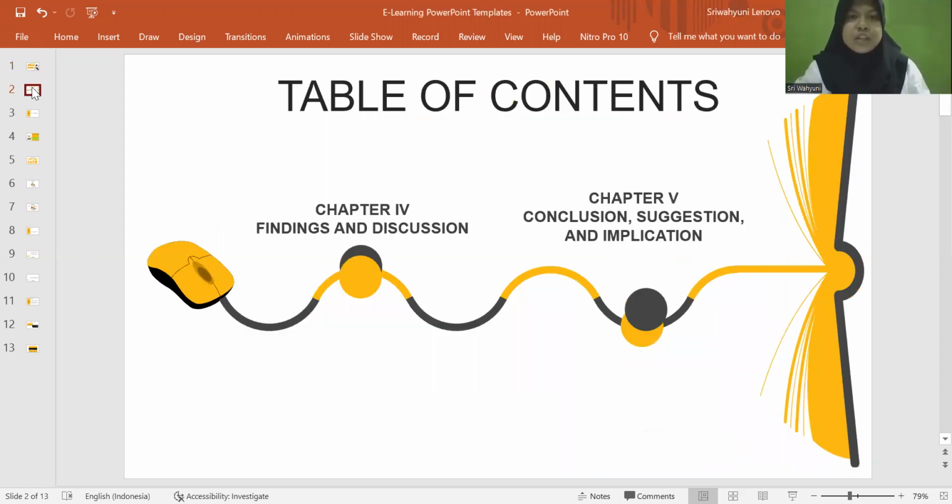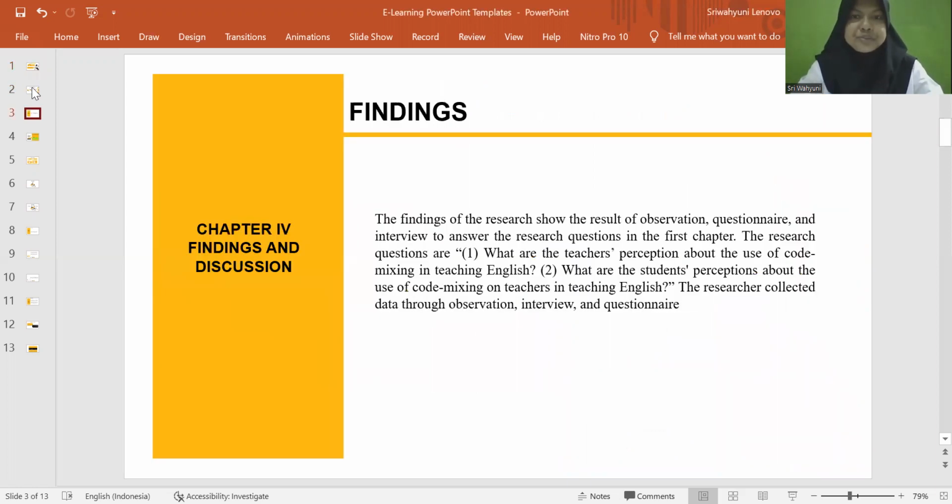I would like to explain the table of the contents. So in this occasion, I would like to explain two parts. The first one is chapter 4, findings and discussion, and the second one is chapter 5, conclusion, suggestion, and implication. So we move to the chapter 4, findings and discussion.